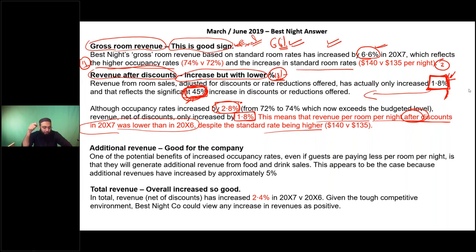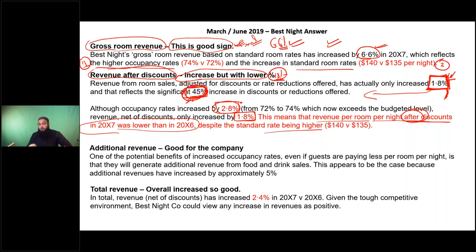Great. Perfect. Okay. So this is clear, which means gross revenue is not giving the real message. It's the net revenue that explained that discounts were so much to improve your occupancy levels. So you compromised on prices to improve occupancy levels. Perfect.